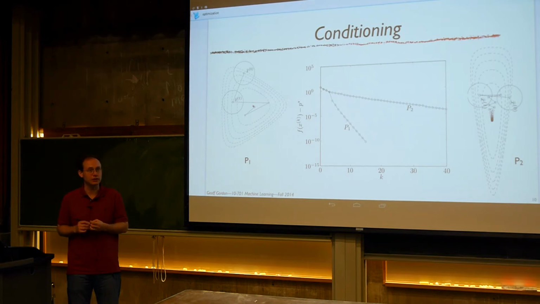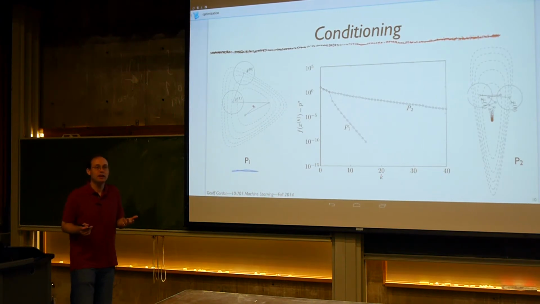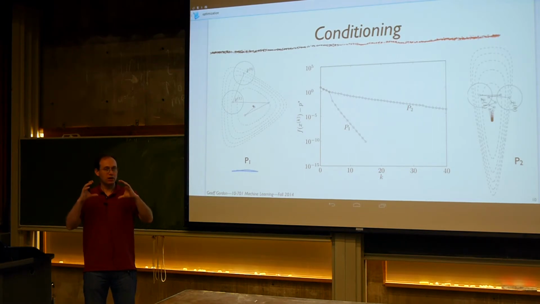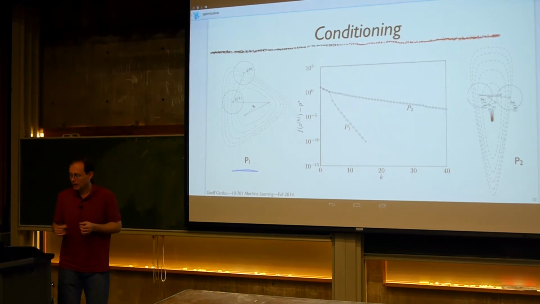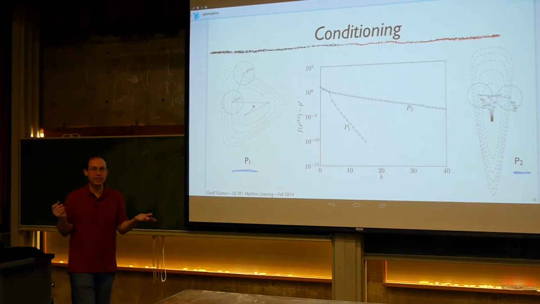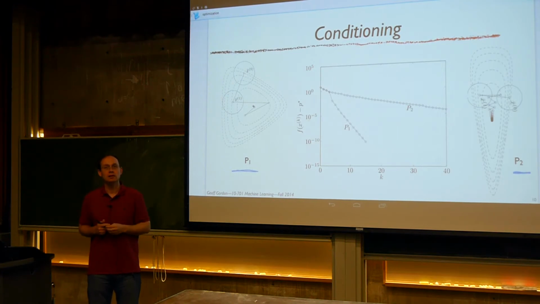That is, on the curvature of the function. Pictorially, we have a well-conditioned function over here, and if you look at the level sets, they're ball-like, not skinny in any direction. Whereas if you look at a poorly conditioned function, P2 over here, this is not even that poorly conditioned, but it's worse conditioned. You have long, skinny level sets.